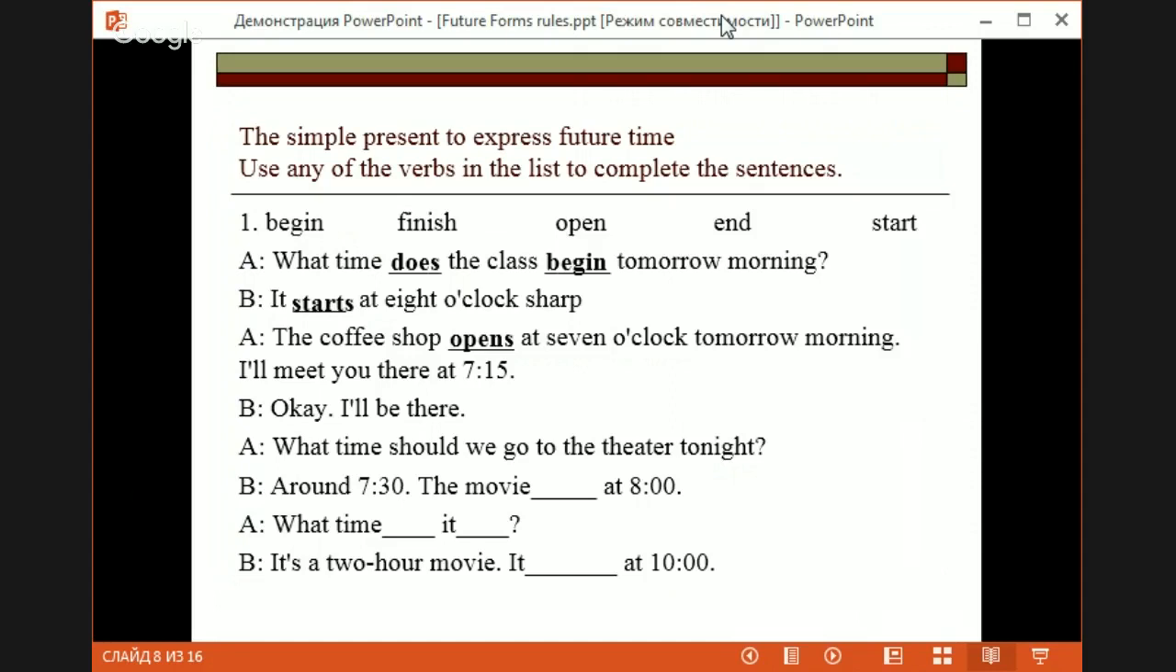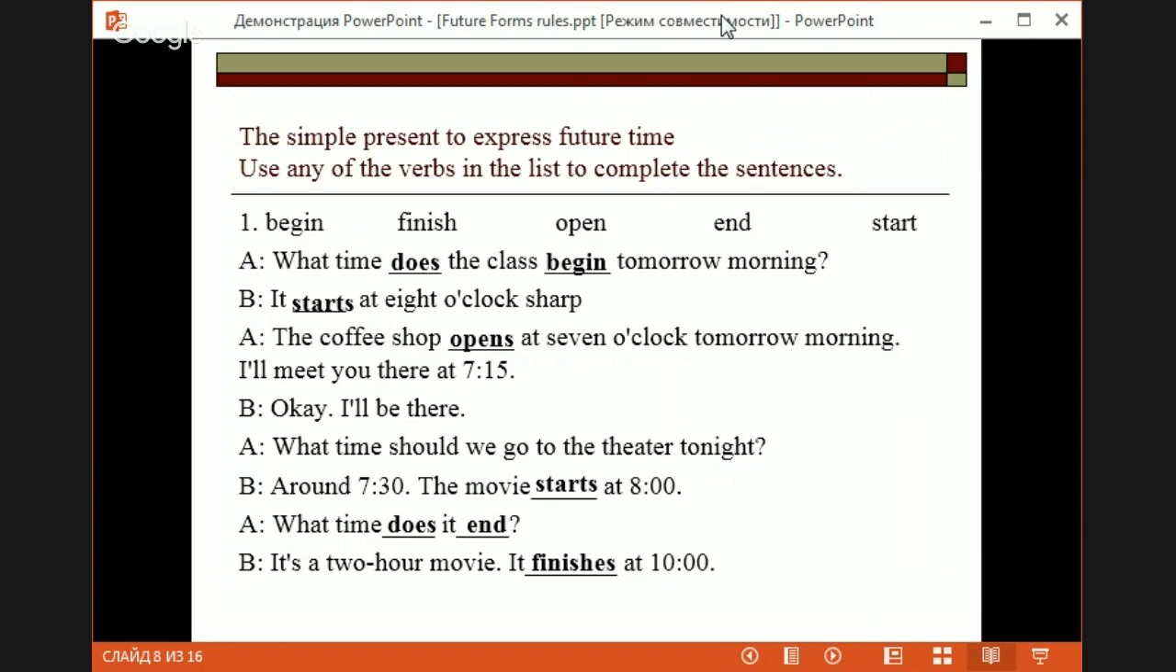The next answer: what time should we go to the theater tonight? Around 7:30. The movie starts at 8. The movie starts maybe like this week or even this month at 8. So anyway, we use present simple. What time does it end? The movie, we mean. It's a 2-hour movie, so it finishes at 10.